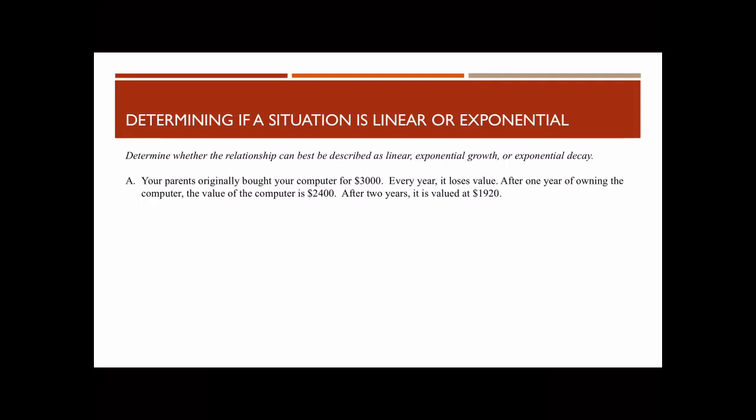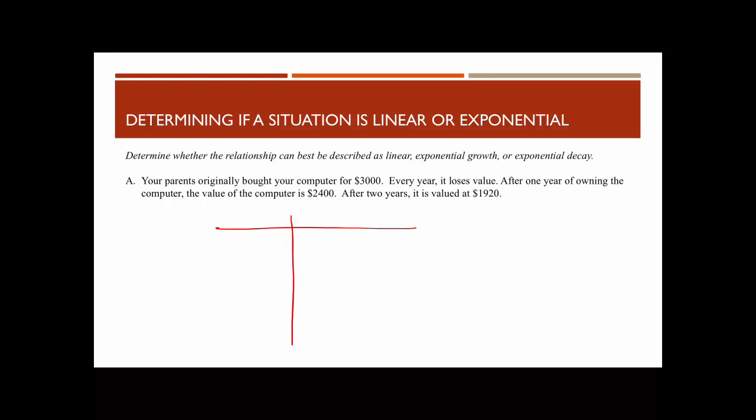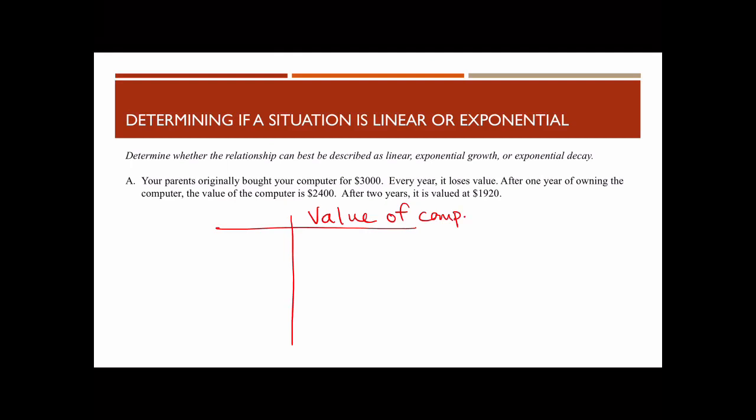So example letter A, determine whether the relationship can best be described as linear, exponential growth, or exponential decay. Your parents originally bought your computer for $3,000. Every year it loses value. After 1 year of owning the computer, the value of the computer is $2,400. After 2 years, it's valued at $1,920. So what you can do is make a little table, like this, and say we want to look at the value of your computer and the number of years that have gone by.